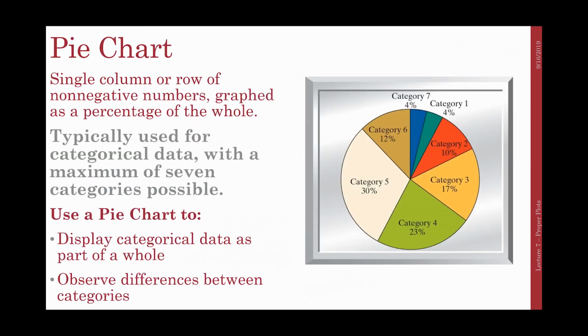You have a pie chart, a single column or row of non-negative numbers graphed as a percentage of a whole. It's typically used for categorical data with a maximum of 7 possible categories. You use a pie chart to display the categorical data as part of a whole and observe differences between categories. For example, the percentage of students that have A's, B's, C's, and so on. So those are the types of graphs that are available in Excel. Next, we're going to look at how we actually make a graph.